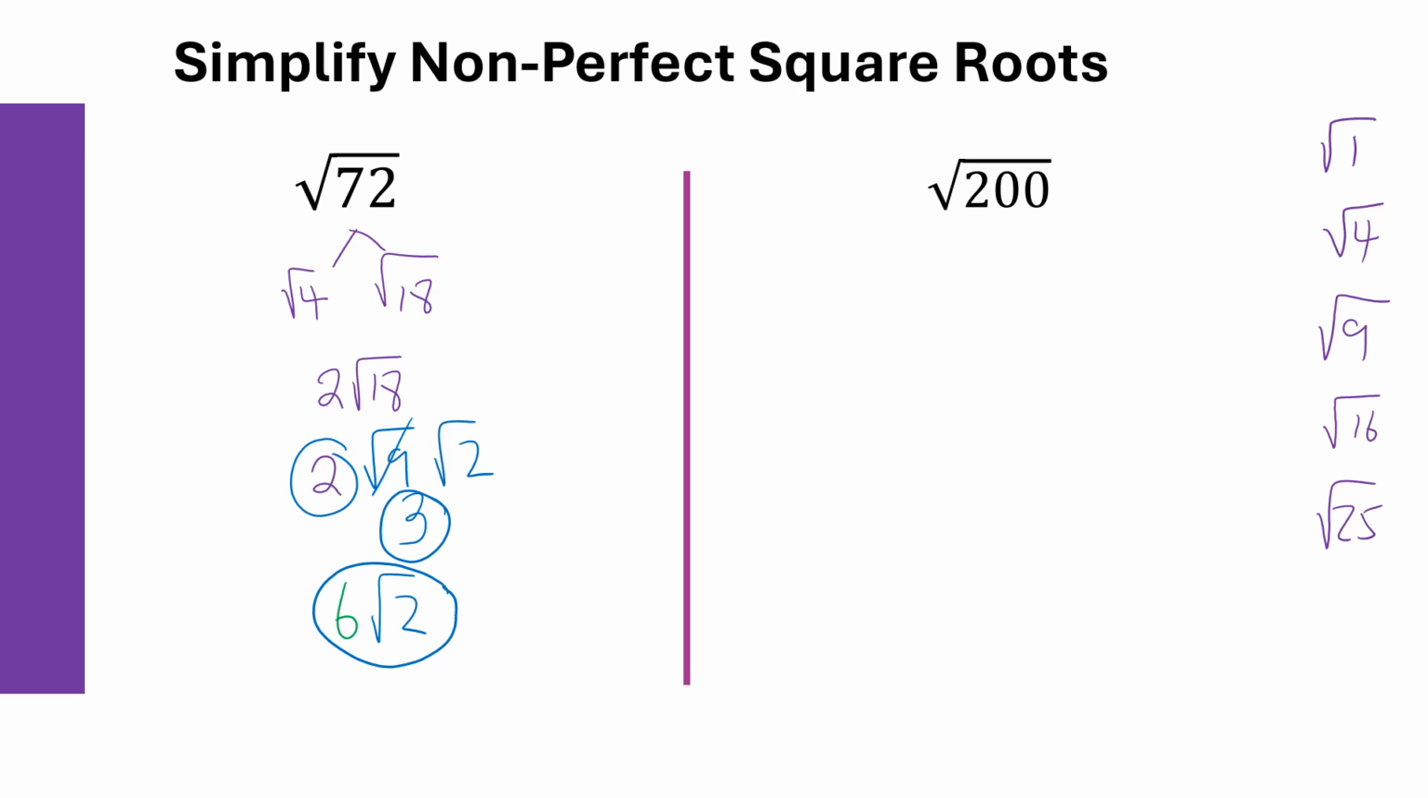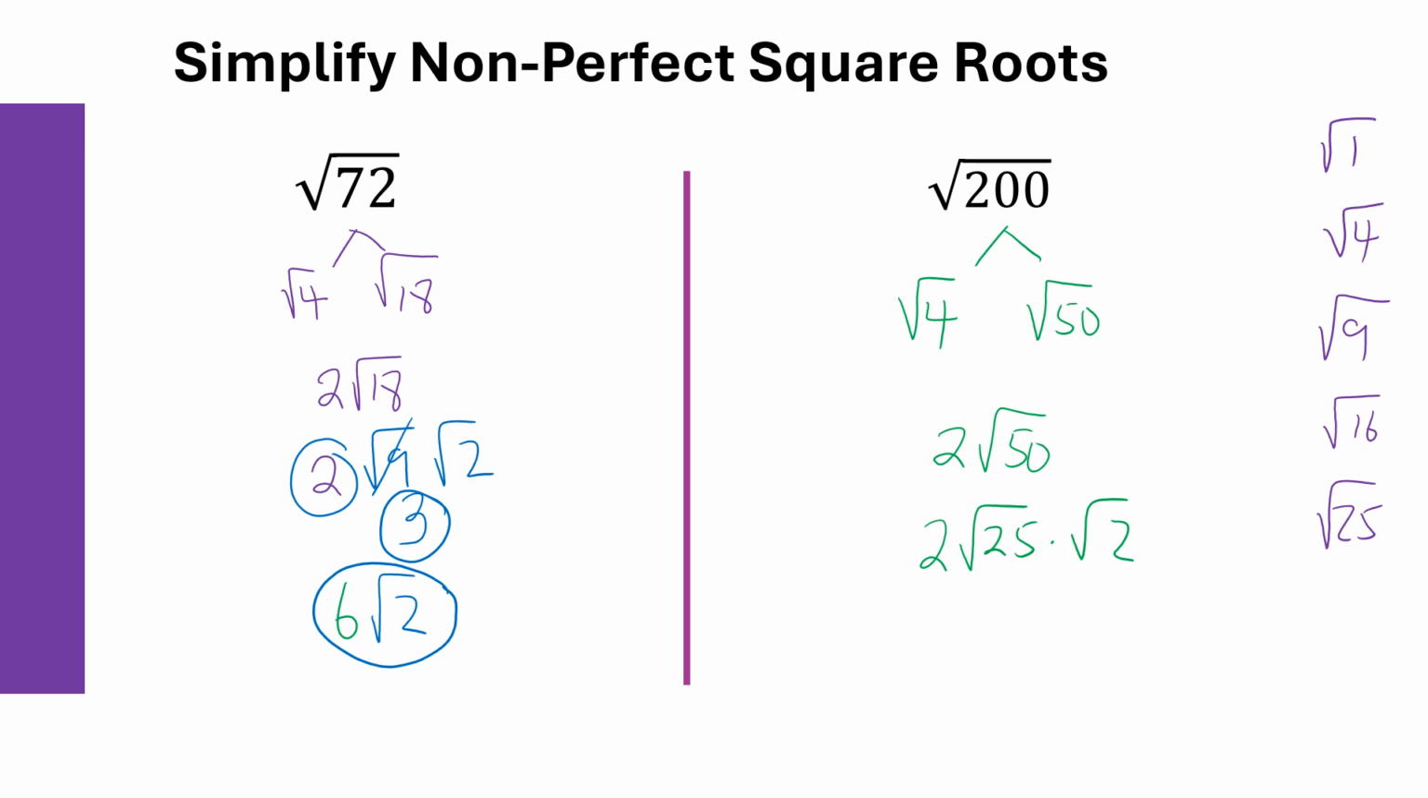And we can do the same thing with the square root of 200. So again, I can use the perfect square 4, because I know that the square root of 4 times the square root of 50, 4 times 50 is 200. And again, the square root of 4 we know is 2, and you bring down the square root of 50. So again, I can break down the square root of 50 because I know that 25 times 2 is 50. So I can rewrite this as 2 times the square root of 25 times the square root of 2.